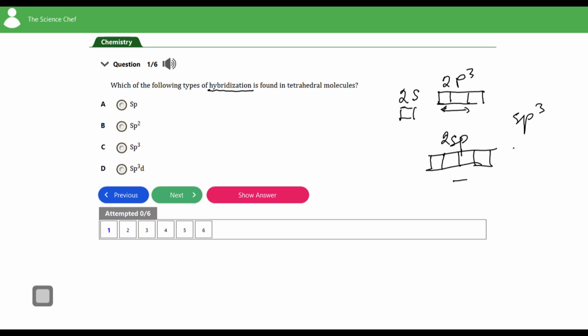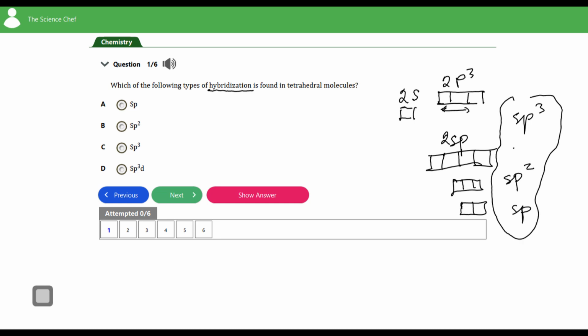Or two out of these three p orbitals can blend with this one s orbital to give us three new sets of orbitals called sp2 orbitals. Or only one of these p orbitals can combine with this s orbital to give us two new sets of orbitals called sp hybridized orbitals. All these new sets of orbitals are called hybrid orbitals or hybridized orbitals. Their energy levels are in between the energy levels of the s and the p orbitals.